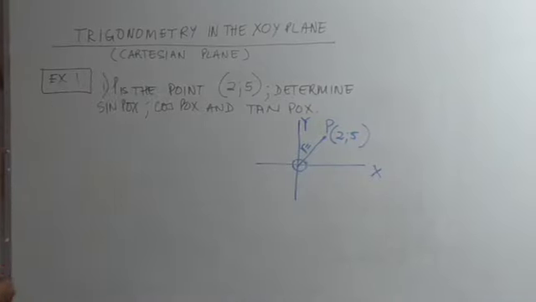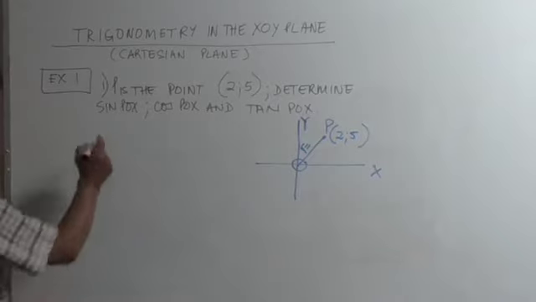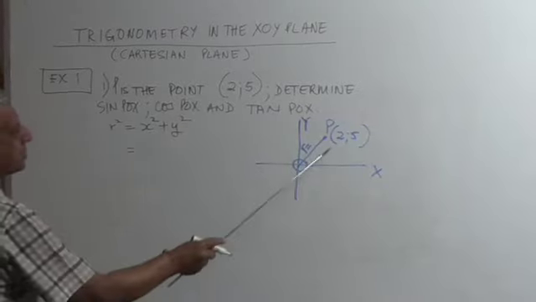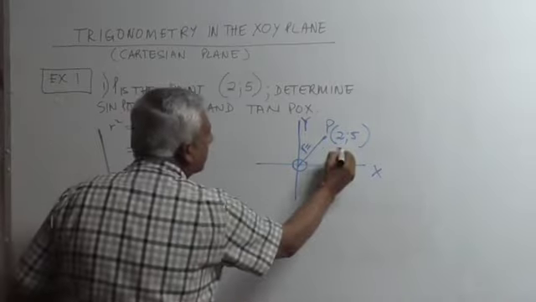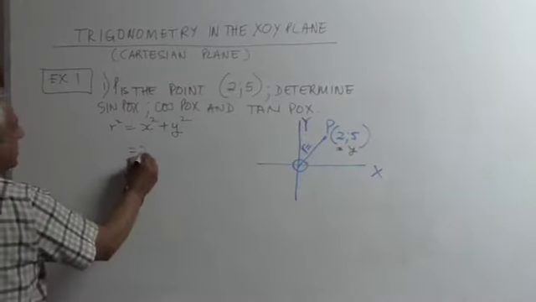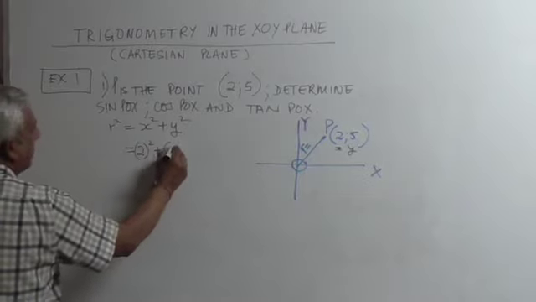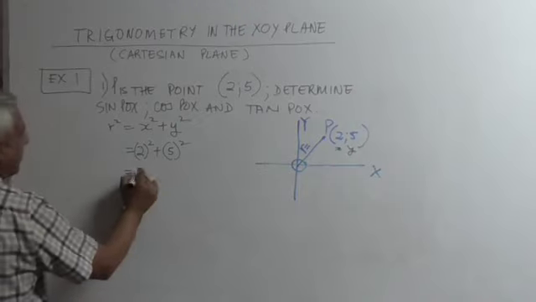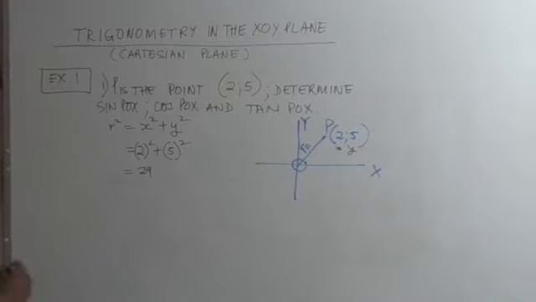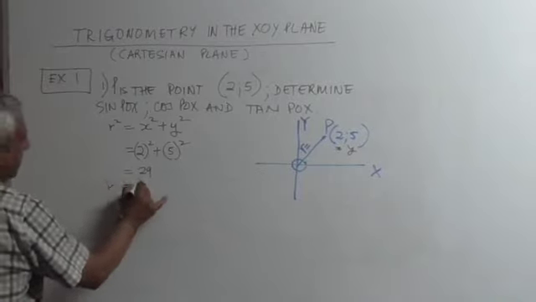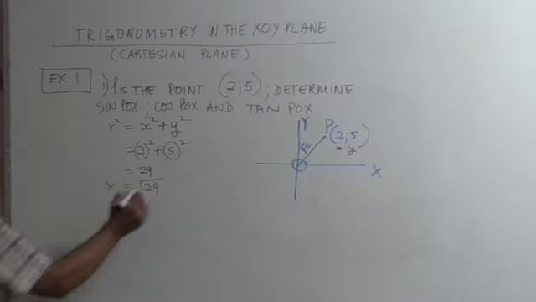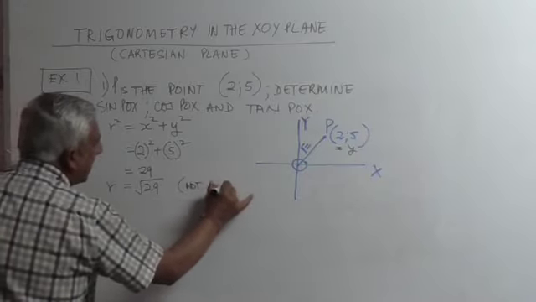Now, the first thing is we don't know the radius, so we have to calculate the radius. So you'll say radius squared is equal to x squared plus y squared. X is 2, y is 5. So 2 squared plus 5 squared. Put that in your calculator, you'll get 29. So the radius is equal to the square root of 29, and leave it like this because it's not a perfect square.